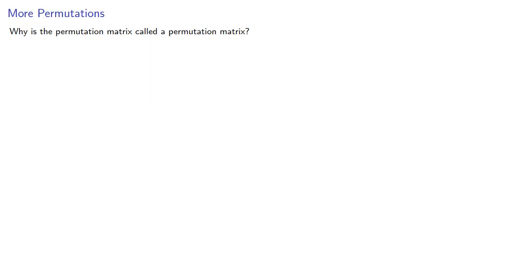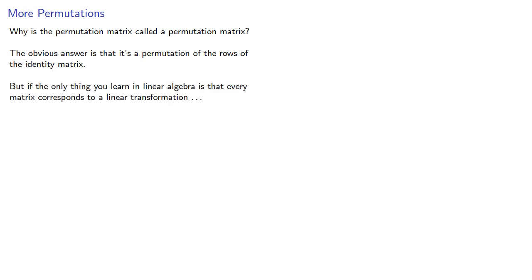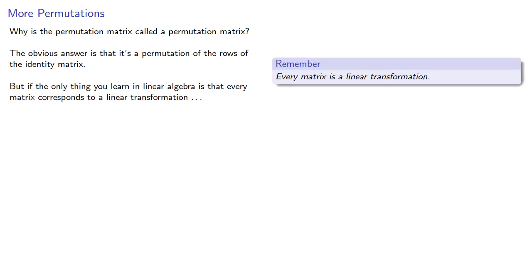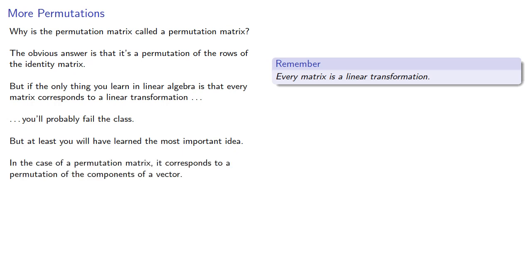So why is the permutation matrix called a permutation matrix? The obvious answer is that it's a permutation of the rows of the identity matrix. But if the only thing you learn in linear algebra is that every matrix corresponds to a linear transformation, you'll probably fail the class. But at least you will have learned the most important idea. So again, every matrix is a linear transformation, and in the case of a permutation matrix, it corresponds to the permutation of the components of a vector.